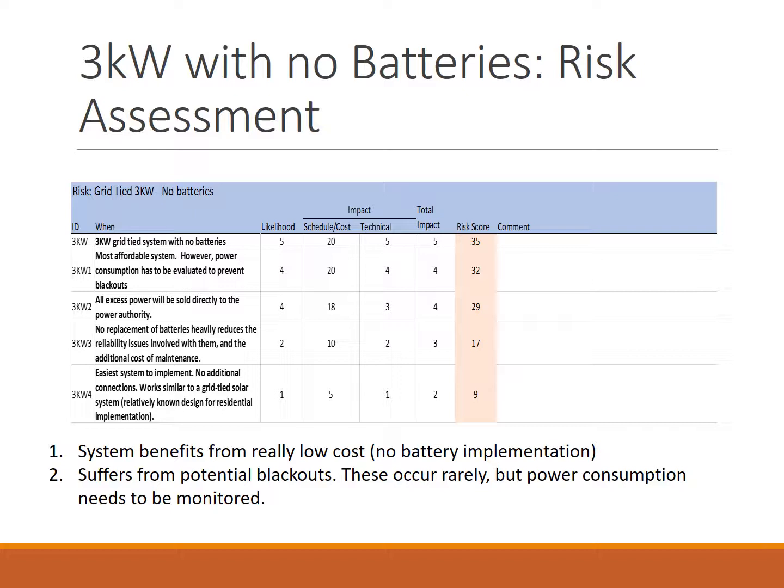The 3 kilowatt system with no batteries tells us that at this point we're being a little bit more risky. We can have power blackouts. However, since we don't utilize batteries, this is the cheapest and easiest to implement system. It's actually pretty close to a solar system that doesn't utilize batteries. For that reason, everything drops pretty drastically and the cost of the system drops from a 20 to a 5, giving a final score of 9.